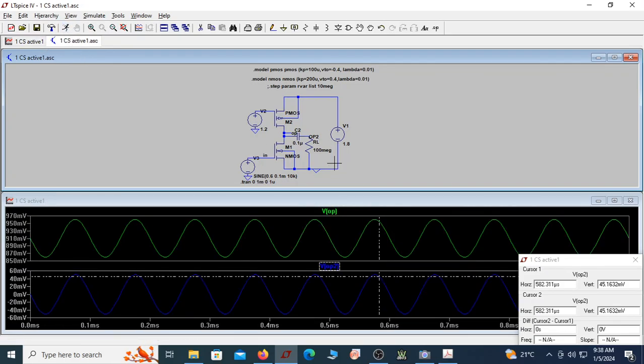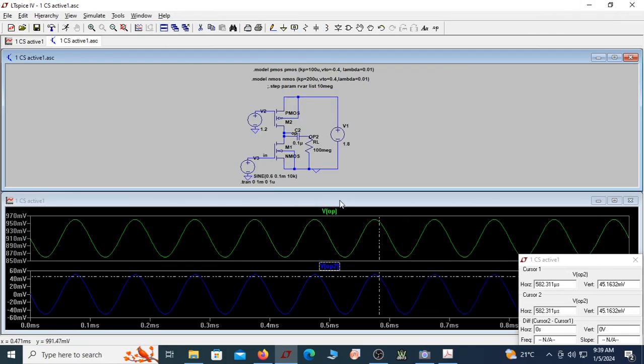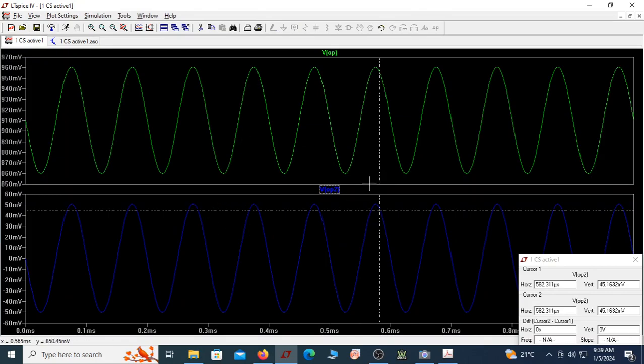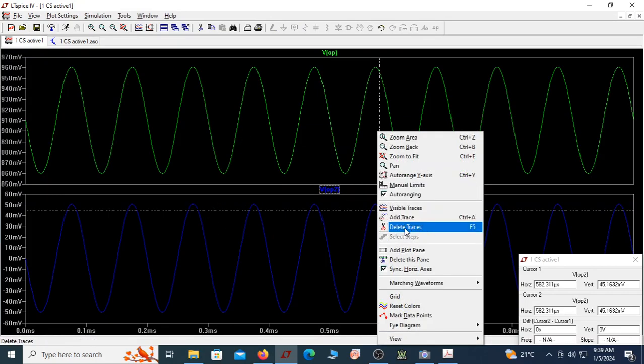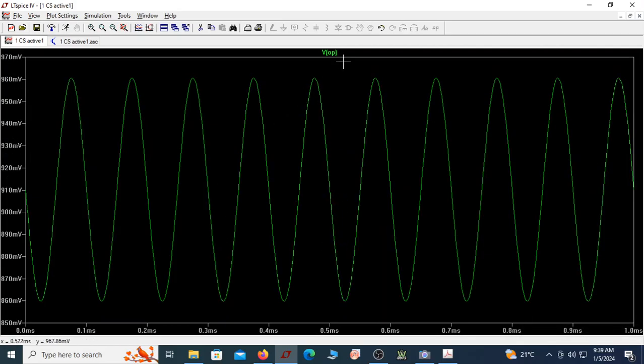So what I have now is a load of 100 mega ohm. 100 mega ohm is like an open circuit. Of course, even if it comes in parallel with 50K, that is almost equal to 50K. Now if I measure this output voltage, let us find out what is the gain of the amplifier. Let me take this out also for the time being. This is my output voltage.